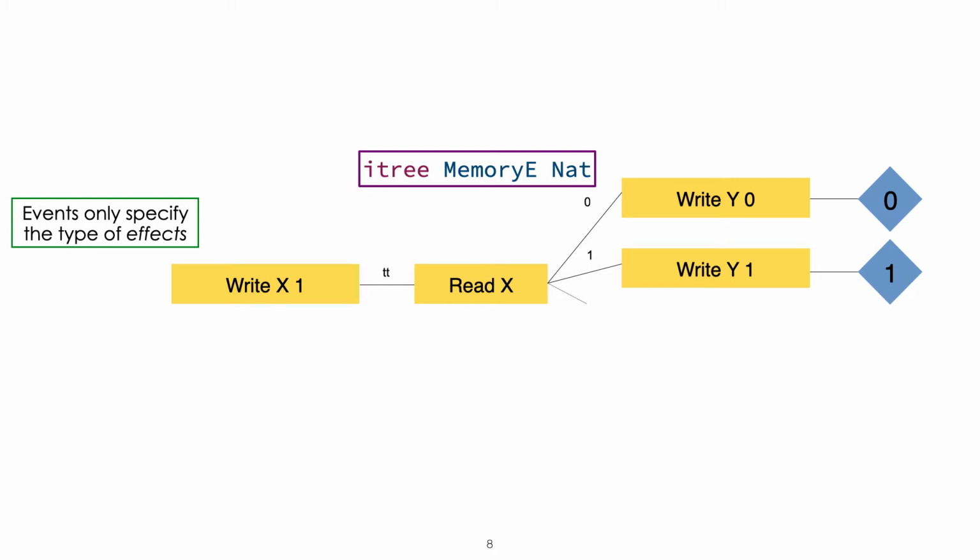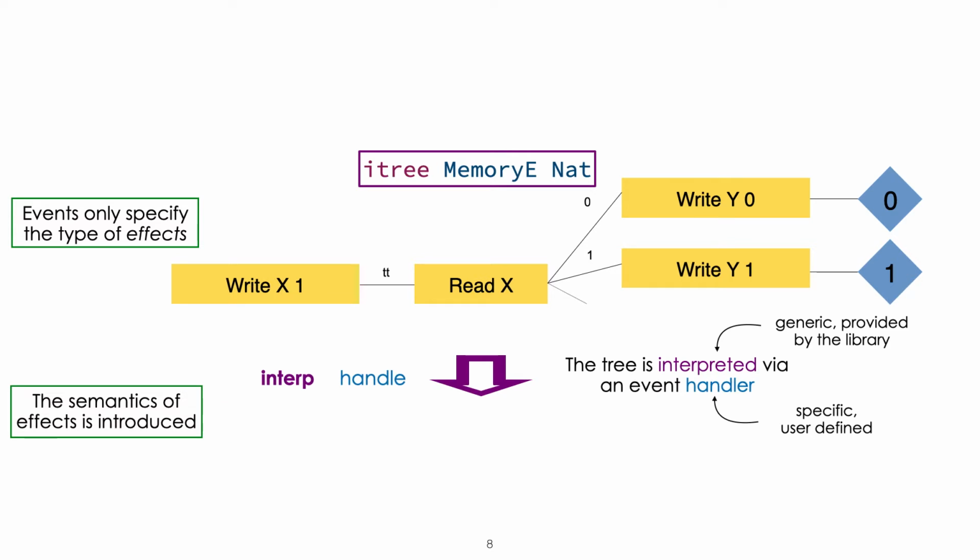Of course, intuitively, you expect your read of X to get 1. However, at this stage, events do not have any semantics. That is in the second part, and that's very much the style of algebraic effects, if you're familiar with that. The handler will define the semantics of these events.